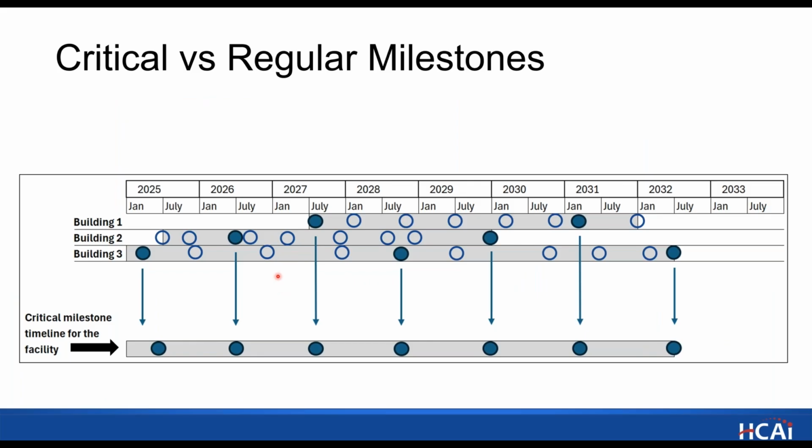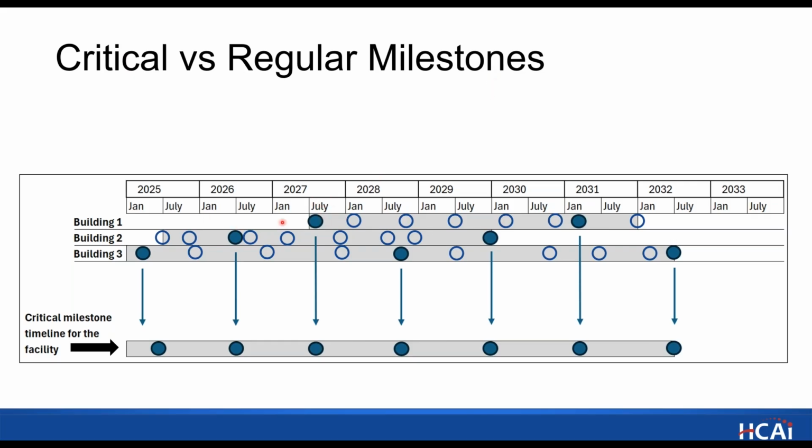As you see, every building with 10 milestones can add up quite quickly. If you have 20 buildings, that is 200 milestones. So the big question becomes, is the facility on track to compliance? Sometimes it may start getting a little difficult to see that because each building may have a different progress. So this is where critical versus regular milestones come into the picture.